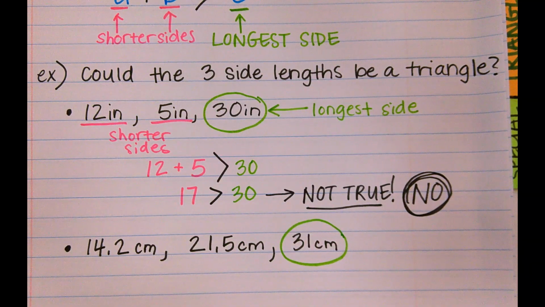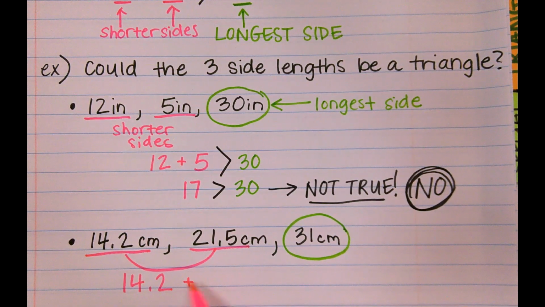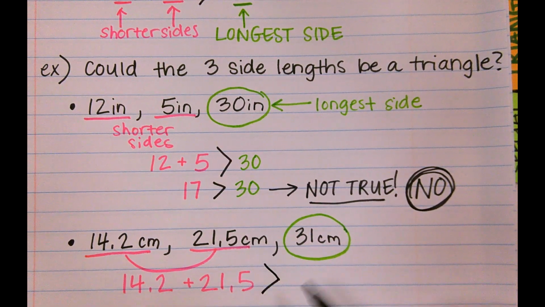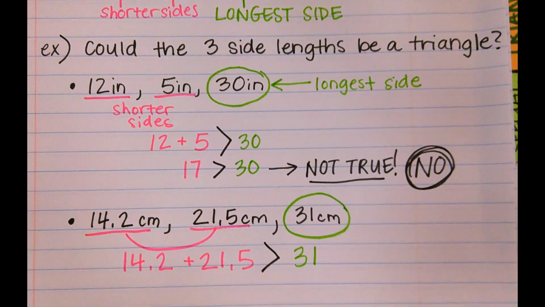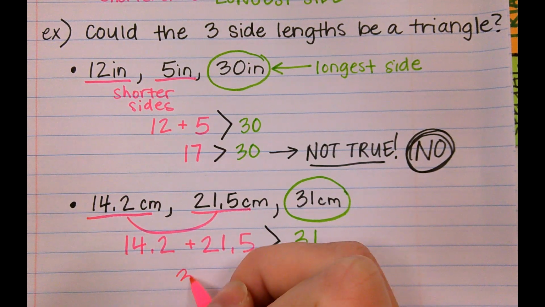Okay. So, what should I do with my other lengths? Add them together. 14.2 plus 21.5. That better be greater than 31. Let's see, what is 14.2 plus 21.5? 35.7.